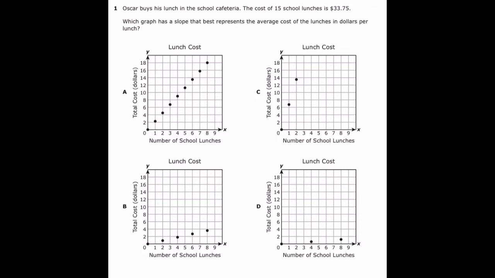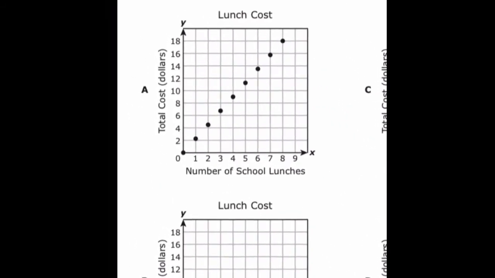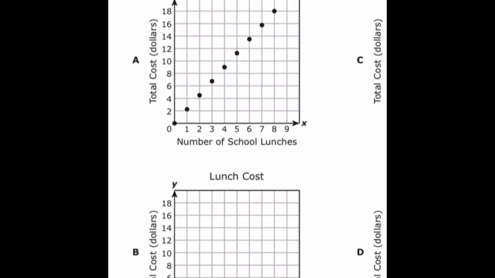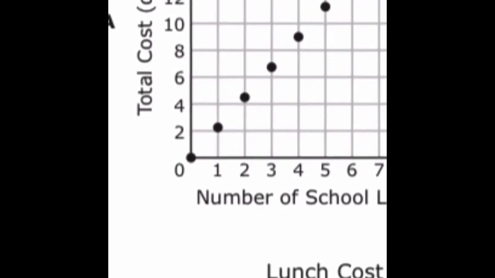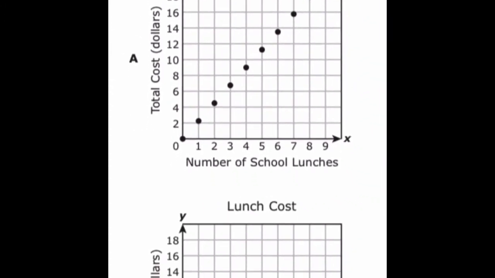So let's go ahead and look at the answer choices. If I look at A and I go to one school lunch, it should land somewhere by the 2 on total cost. It's not going to be exactly on the 2, but it should be a little bit more than the 2. If I look at this graph, do I see that one lunch is a little bit over $2? Yeah, right? Let's just stop there.